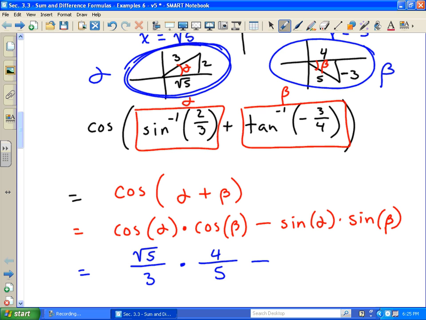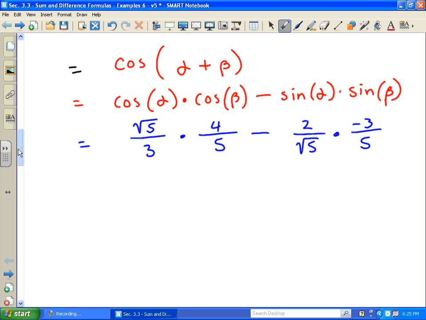We're doing sine of alpha. What's the y value? 2. What's the r value? Square root of 5. Sine of beta. Look back at the beta picture. What's the y value? Negative 3. What's the r value? 5. Okay, and then simplify this and you'll have your answer.